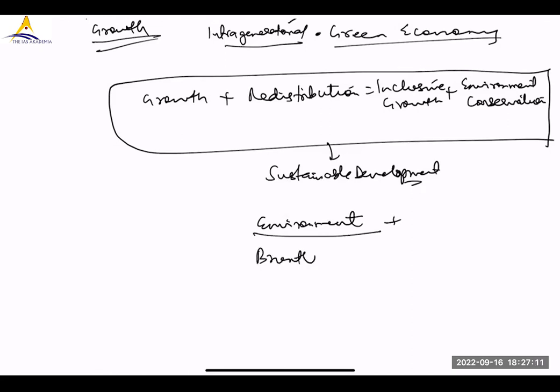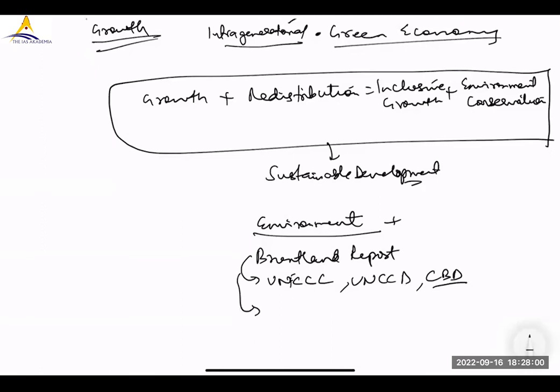Okay, the Brundtland report. As soon as the Brundtland report comes, because this is the first report that mentions the term sustainable development, you will immediately link it with the United Nations Framework Convention on Climate Change, the Convention on Biodiversity, the Bonn Convention, and the United Nations Convention to Combat Desertification. And from here onwards, you will link your environment syllabus.